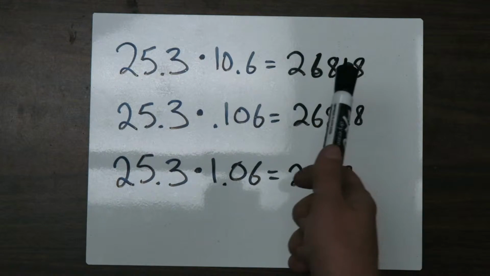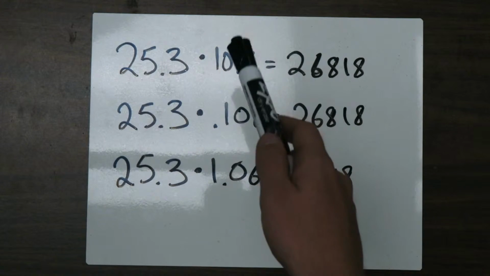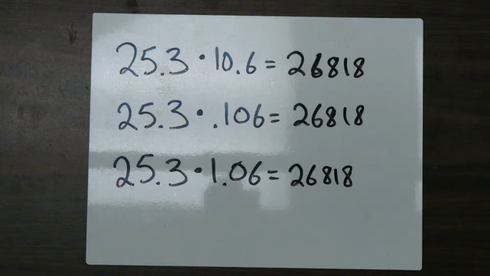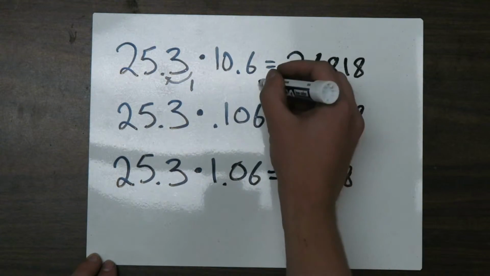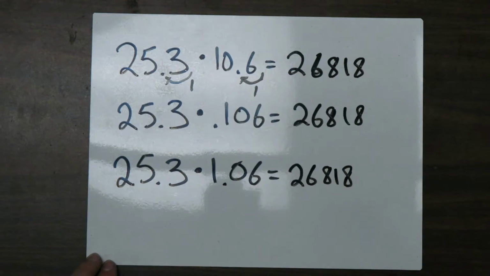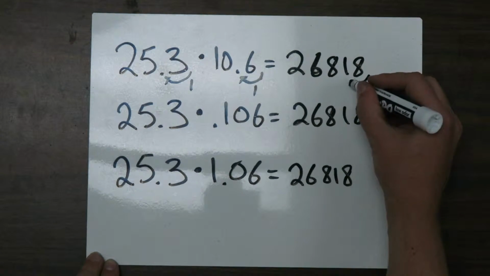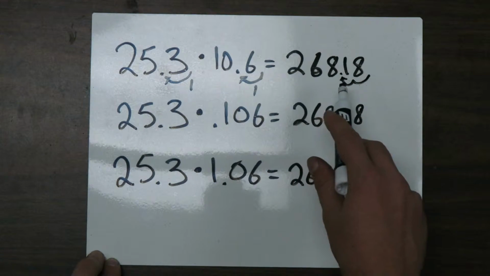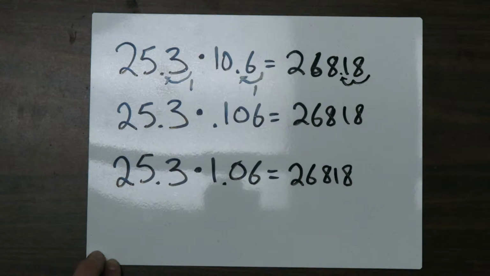What I'm going to do is figure out where to put the decimal point based on how many spaces in the decimal point is on both numbers combined. So here, my decimal point is one space in there, and it's one space in there, for a total of 2 spaces. So from this number, I'm going to move the decimal point 2 spaces in, and I end up with an answer of 268.18.